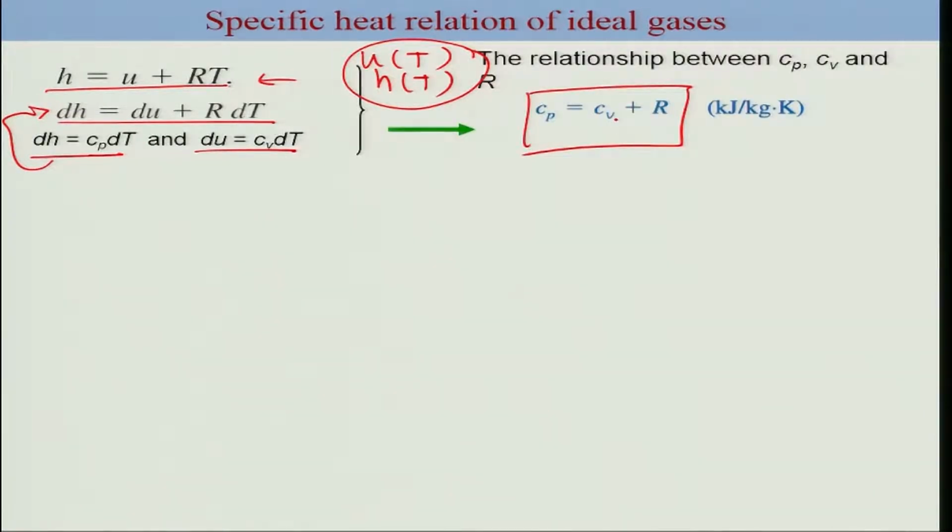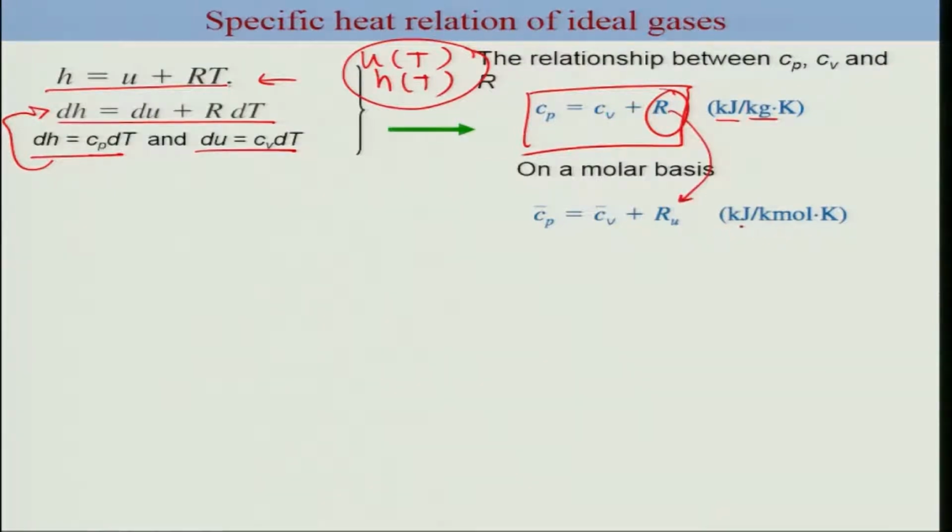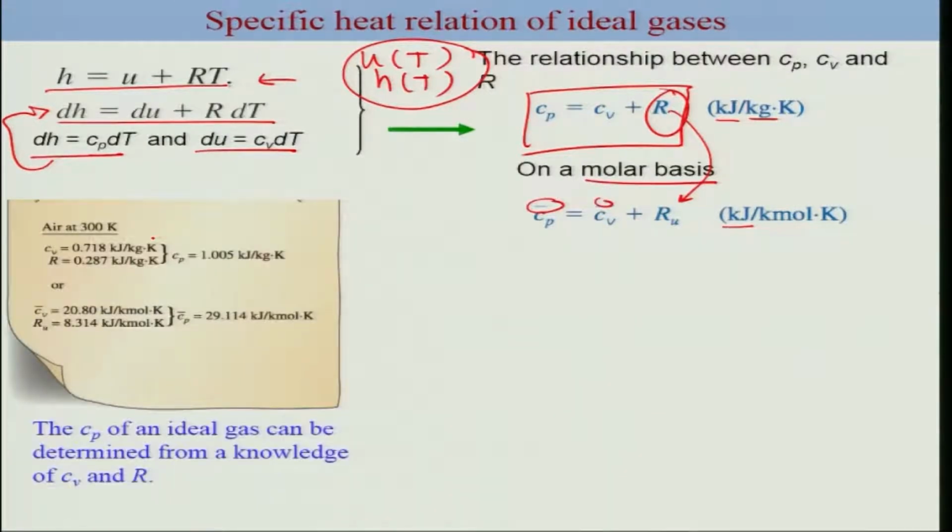So you can obtain Cv, and from there you can also get Cp, but these are related by the gas constant. Now this you can write also on a molar basis. This is kilojoules per kg Kelvin, and hence if you convert R to the universal gas constant, you get kilojoules per kilomole Kelvin, and this represents molar basis. If you have the information of Cv, you can obtain Cp. Or the same thing, if you have the molar specific heat at constant volume, you can also get molar specific heat at constant pressure. So Cp of an ideal gas can be determined from knowledge of Cv and R.